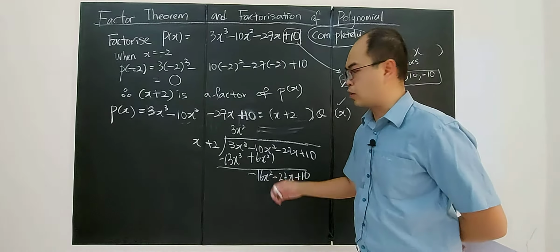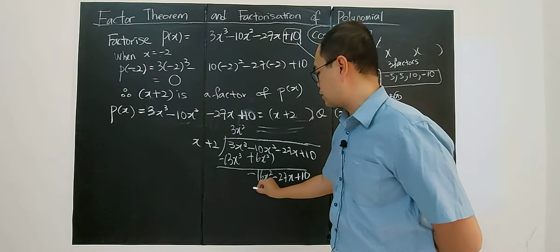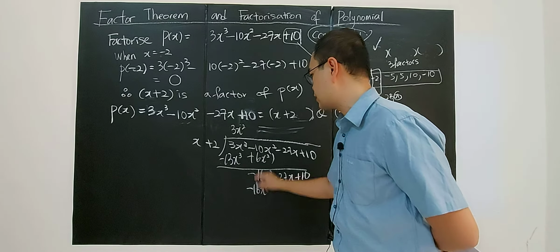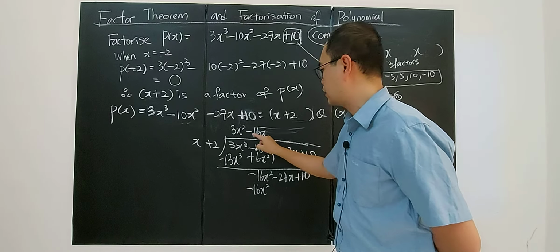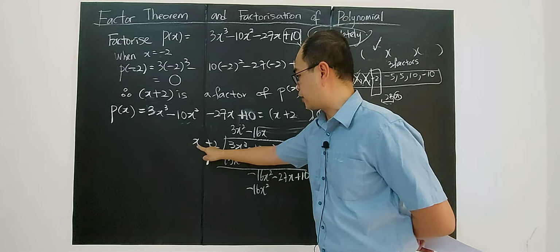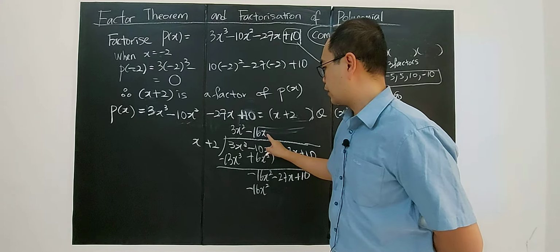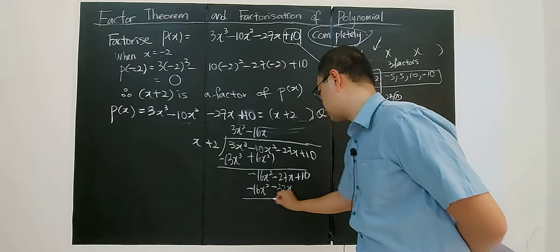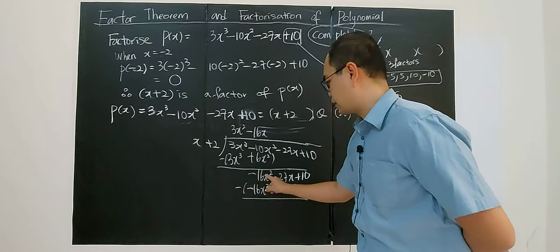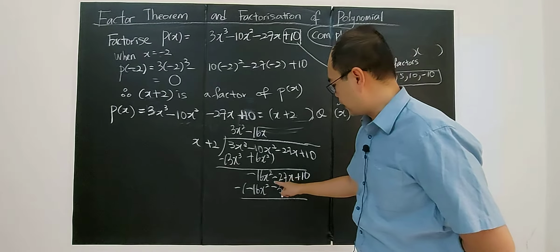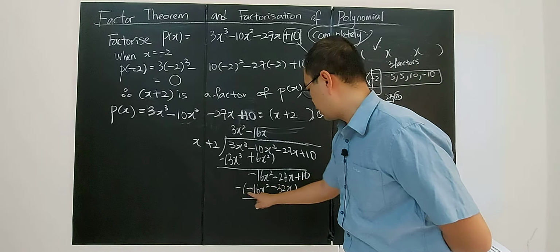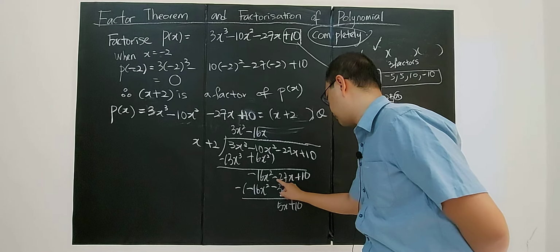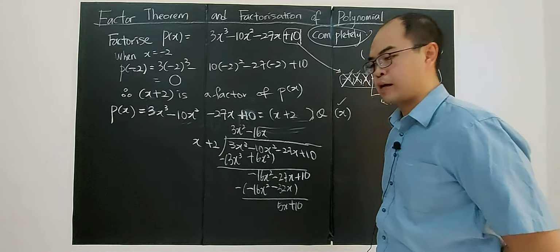You must be very familiar with long division, right? So you need a negative 16x squared here, so here you must have negative 16x. Because negative 16x and x, you have negative 16x squared. And together with this, you have negative 32x. Okay, subtract again. Then this one will eliminate. Then negative 27 plus 32, you have 5x plus 10, right?